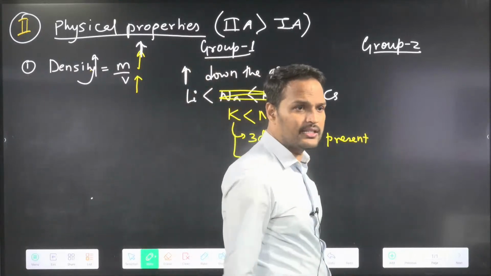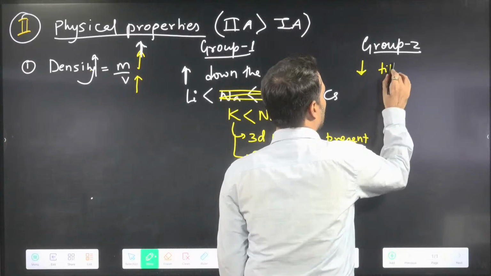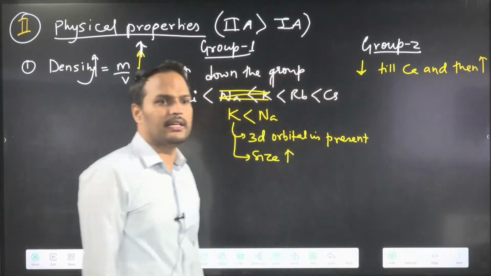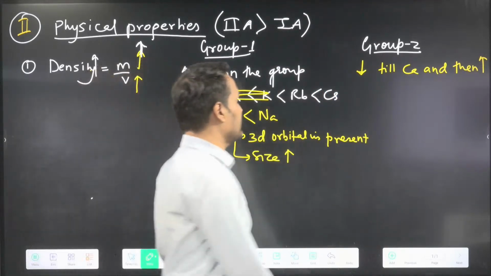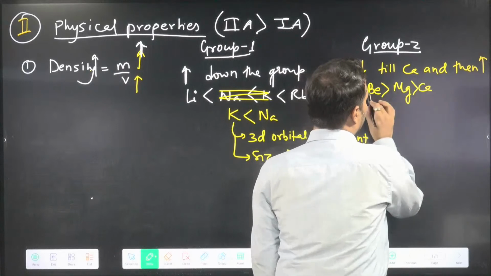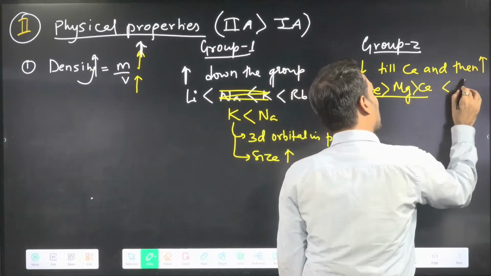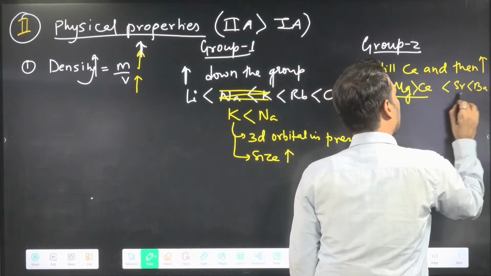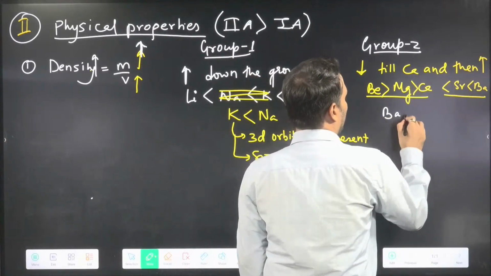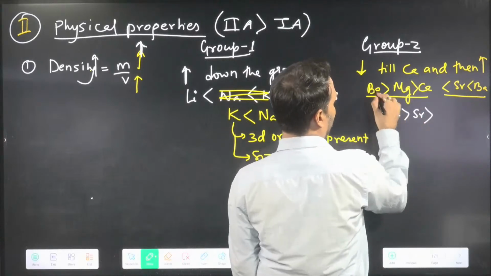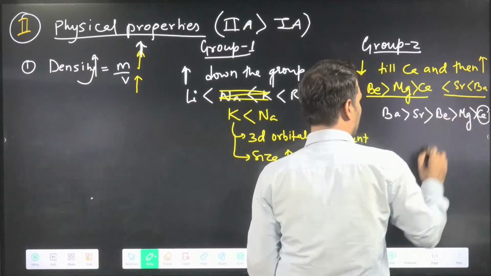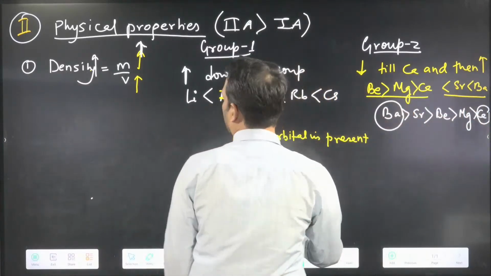Here a totally different trend is there. What they are saying is that it first decreases till calcium and then increases. You have beryllium, magnesium, calcium, and you see it decreased till calcium and then increases, with strontium and barium here. If we want to write the final order, barium is maximum, then strontium, then beryllium, magnesium, calcium. So who is minimum? Calcium. And who is maximum? Barium. Is it clear? Have a look.